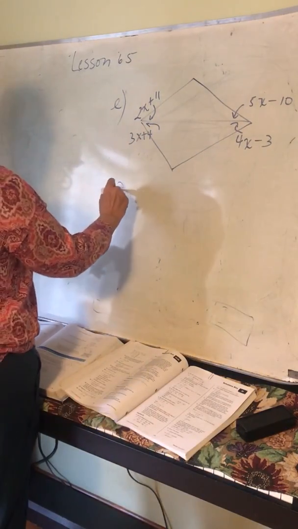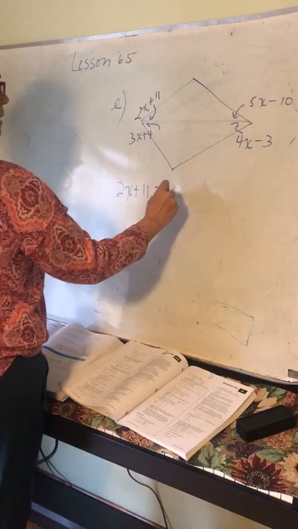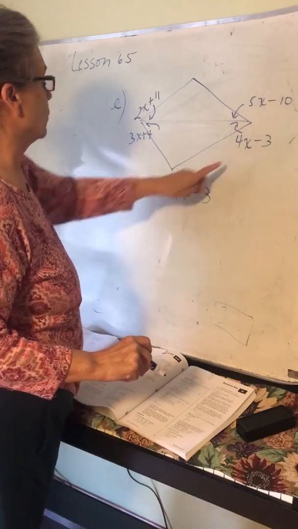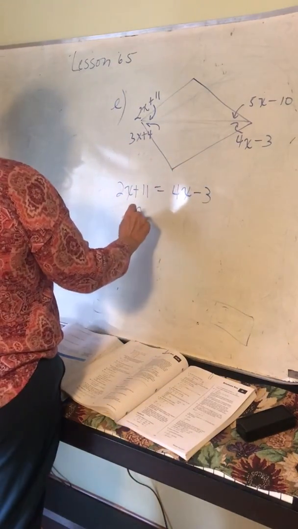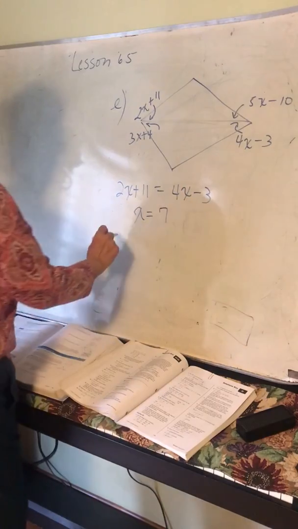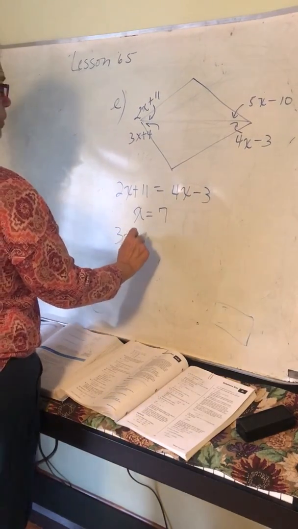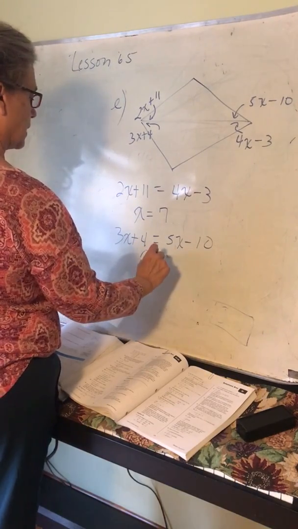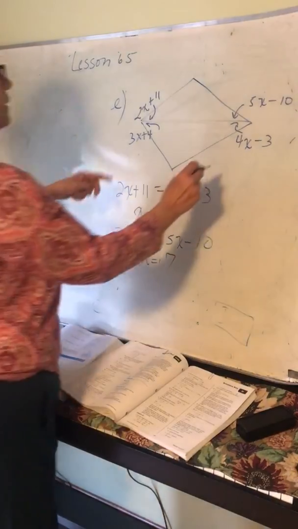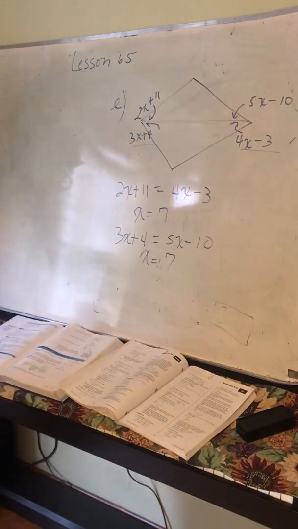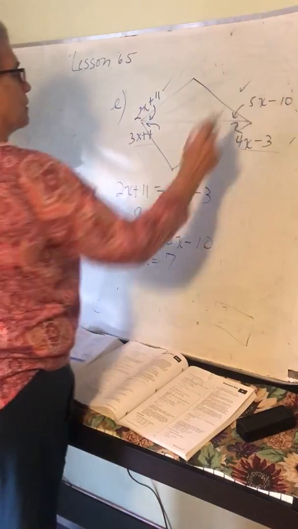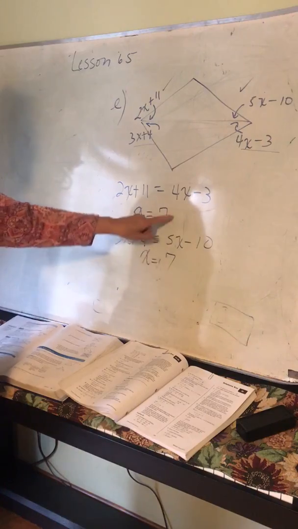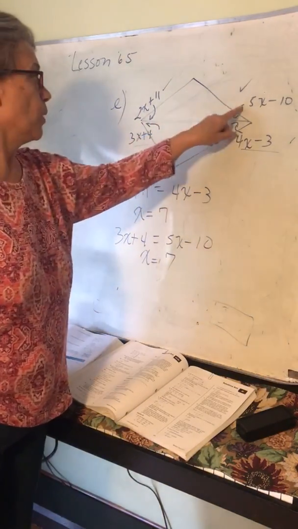The answer key sets them up like this, with 2x plus 11 is equal to 4x minus 3, and then solving for it. And when you solve for it, x is equal to 7. And then they set up 3x plus 4 is equal to 5x minus 10. And when they solve that, x equals 7. If you set these two up, you would still get x equals 7, or if you set these two up, you would still get x equals 7. So in that case, the angles are equal, since 7 is the solution for both, making them equal.